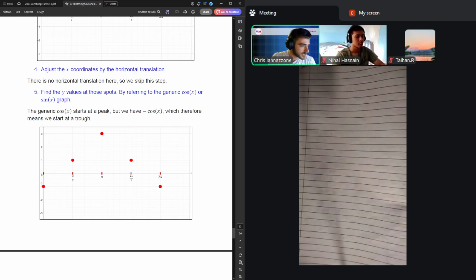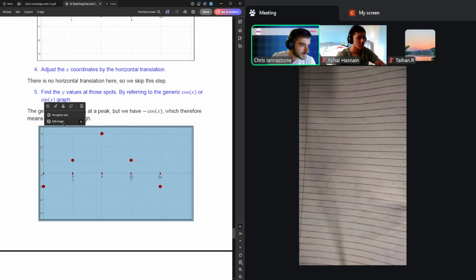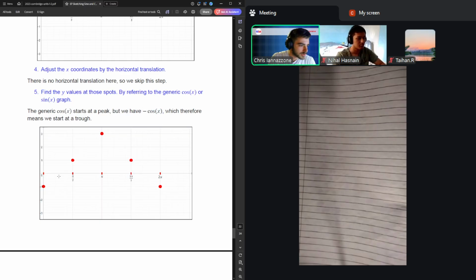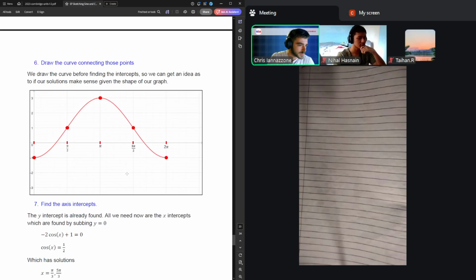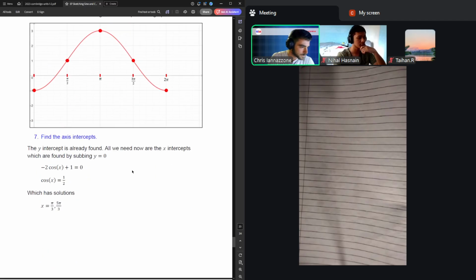From here, dot it out. So we knew we had a trough at -1 and a peak at 3. In this case, it was a negative cosine. Cosine normally starts at a peak. Negative cosine, therefore, would start at a trough. From there, it has to go to the middle, then peak, then middle, then trough. You draw your curve and you realize, oh, I've got these things to worry about now.